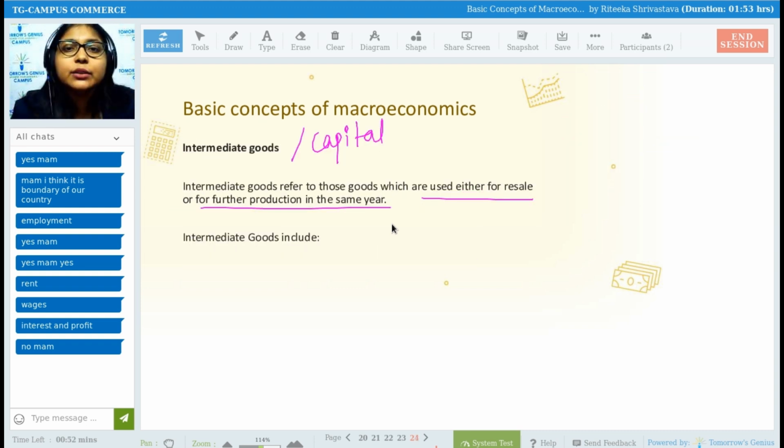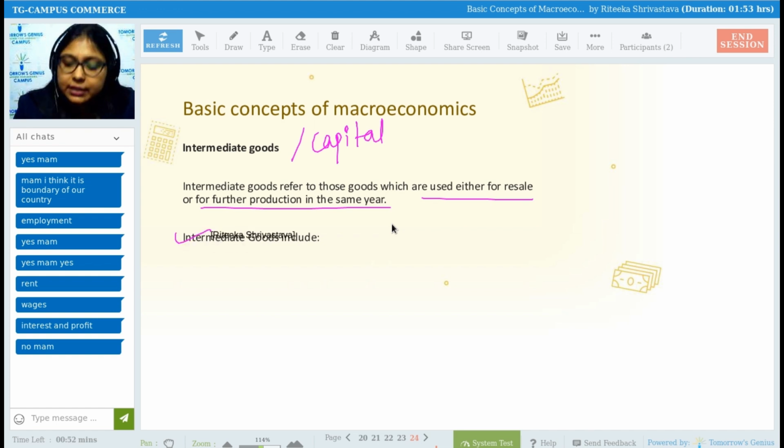So intermediate goods are those goods which are used for further production process, or else you can resell that particular good. Such kind of goods are called intermediate goods. They are not completely ready to use. They are going to be used in the further production process of the good or for the reselling of goods.